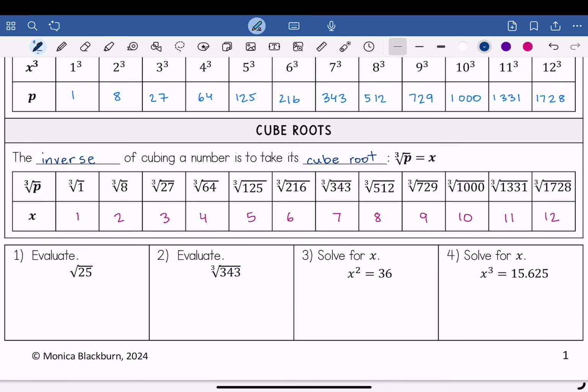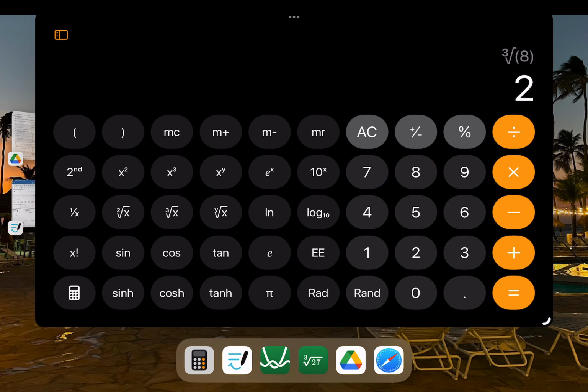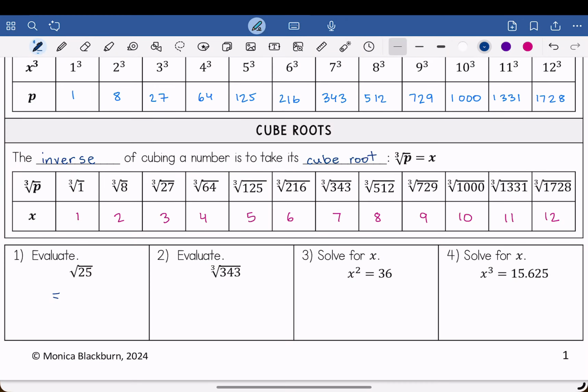Now we're going to enter some questions. Question 1, evaluate the square root of 25. You can put that in your calculators. The square root of 25 is equal to 5. Question 2, evaluate the cube root of 343, which is 7.